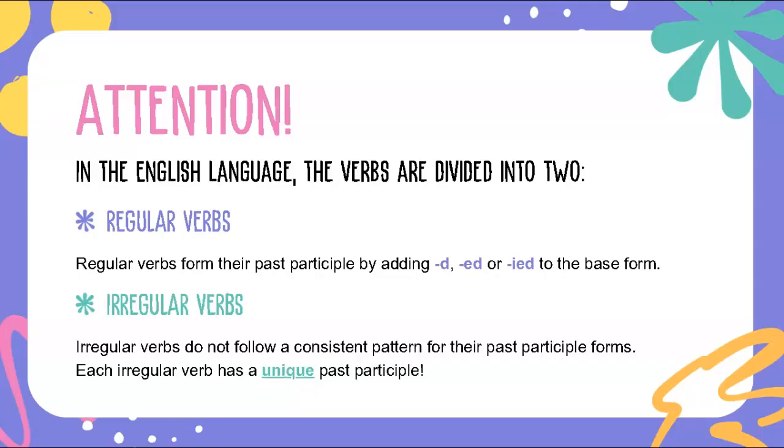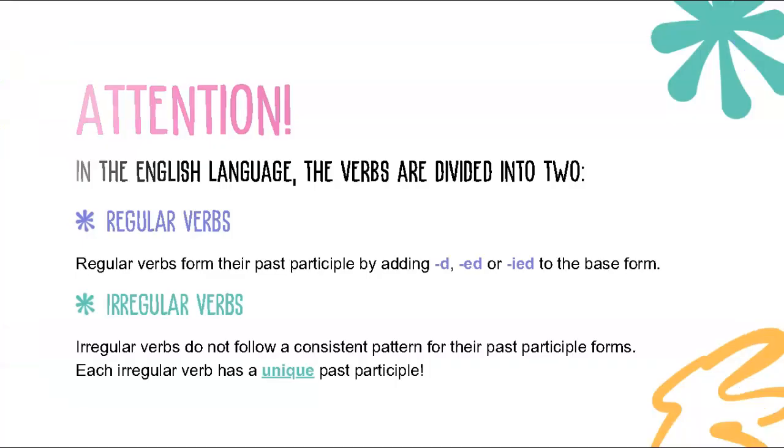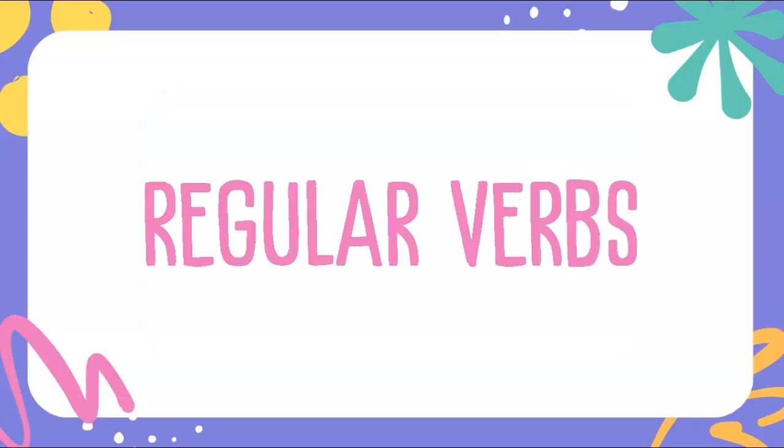And so, another question comes about the use of regular and irregular verbs. In the English language, it requires attention because the verbs are divided into two: the regular verbs and the irregular verbs. Regular verbs, in the past participle, in simple past tense and the present perfect tense, take d, ed or ied added to the base form. And irregular verbs don't follow a consistent pattern. There's no rule apart from memorizing them because their structure differs, and so each irregular verb has a unique past participle form. Now we're going to go in detail, and so let's move on with the regular verbs.